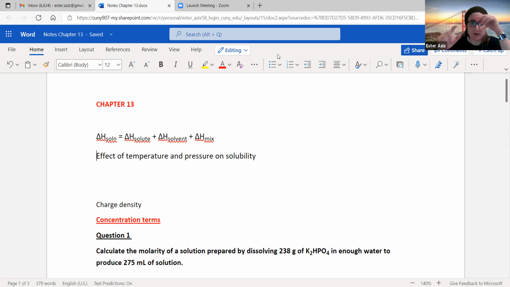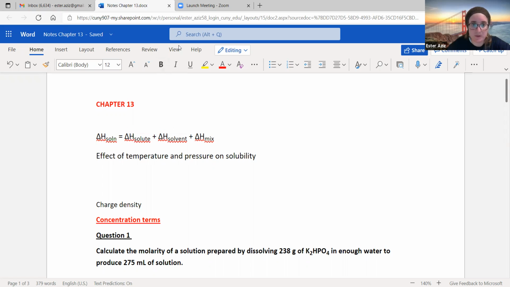So let's start by talking about what happens when something dissolves in something else. So we talk about delta H of a solution. Delta H of a solution is a measure of the heat that's either released or absorbed when something is dissolved into something else. So the delta H, this amount of heat that's either released or absorbed, depends on three things: delta H of the solute, delta H of the solvent, and delta H mix.